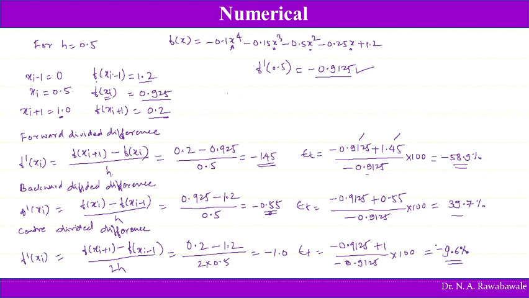Now this is solved using step size h equal to 0.5. So the higher the step size, the lower the accuracy, and the lower the step size h, the higher the accuracy. So here we have taken step size as 0.5. Now the same problem we want to solve by taking step size h equal to 0.25.